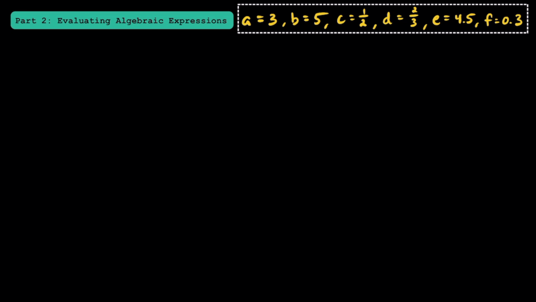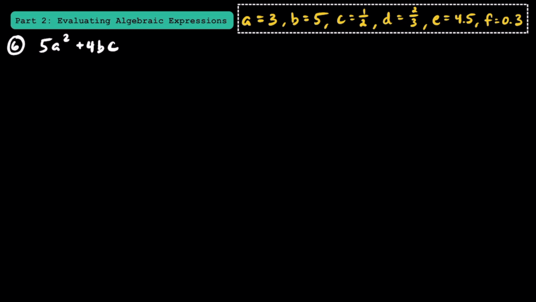In part 2, we're going to practice evaluating algebraic expressions. In each of the following problems, a will be equal to 3, b will equal 5, c will equal 1/2, d will equal 2/3, e will equal 4.5, and f will equal 0.3. Here's number 6. We have the algebraic expression 5a squared plus 4bc.